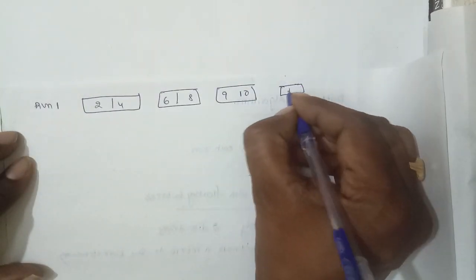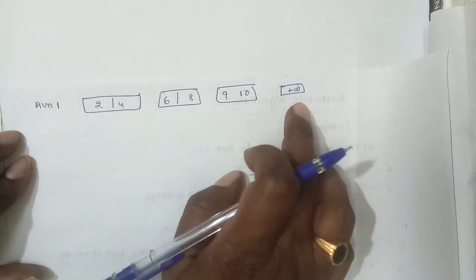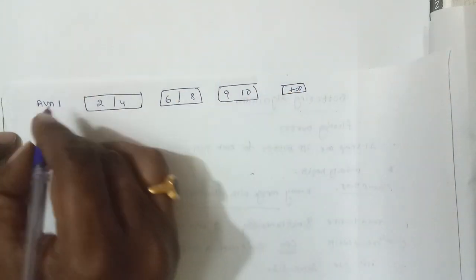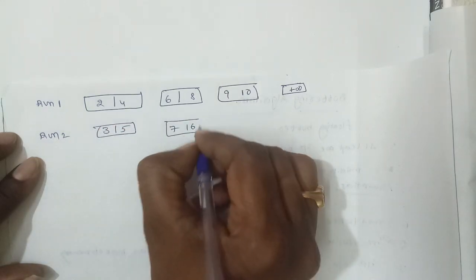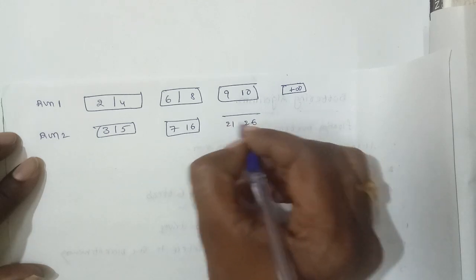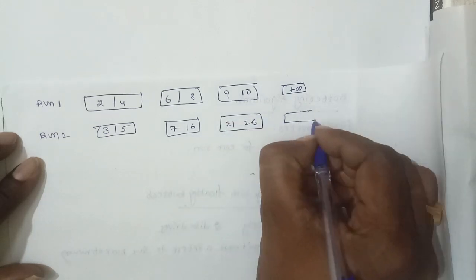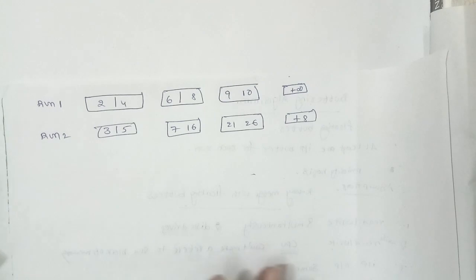And I am placing a sentinel value, that is plus infinity. That is, the symbol specifies this is the end of a run. That is the end of a run. 3, 5, 7, 16, 21, 26. Okay, these are the two runs.